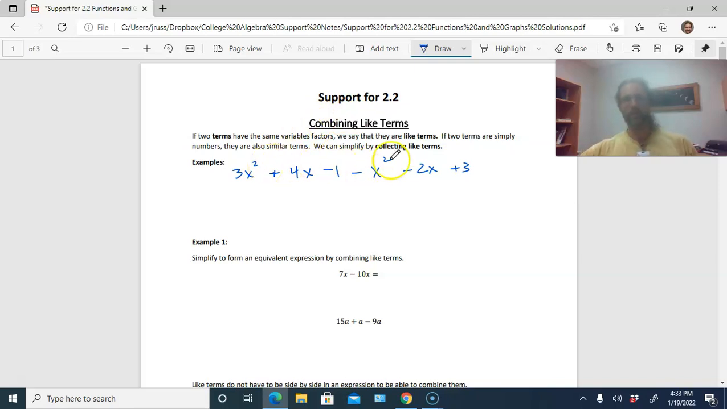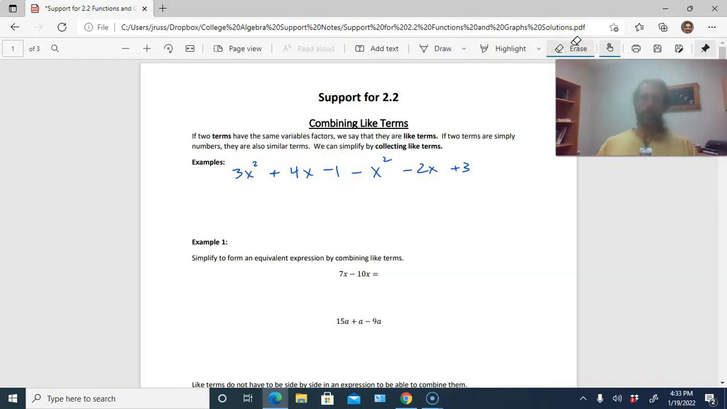So this expression here actually has 6 terms. The terms, guys, are basically the pieces that are separated with addition. And you may say, well, right here there's subtraction. Well, this minus 1 really is the same as plus negative 1. And the same thing for this minus x squared. It's really the same as plus negative x squared. So basically, each piece here is a term, so we've got 6 terms.